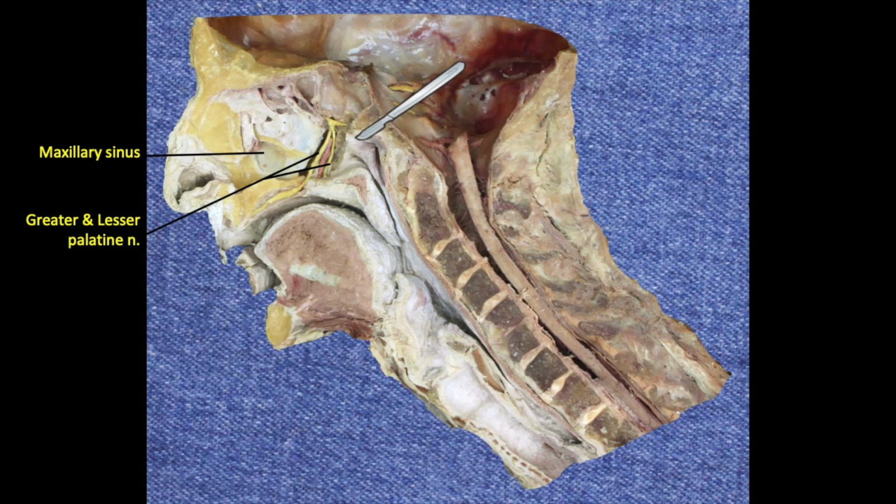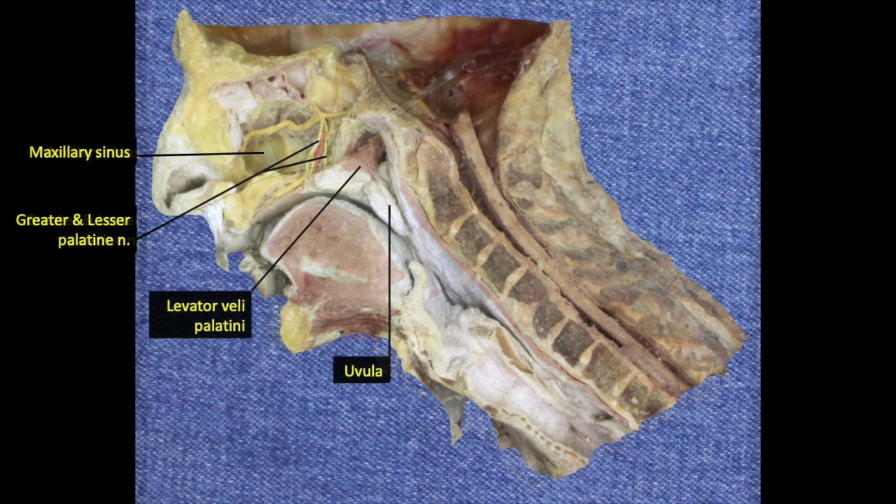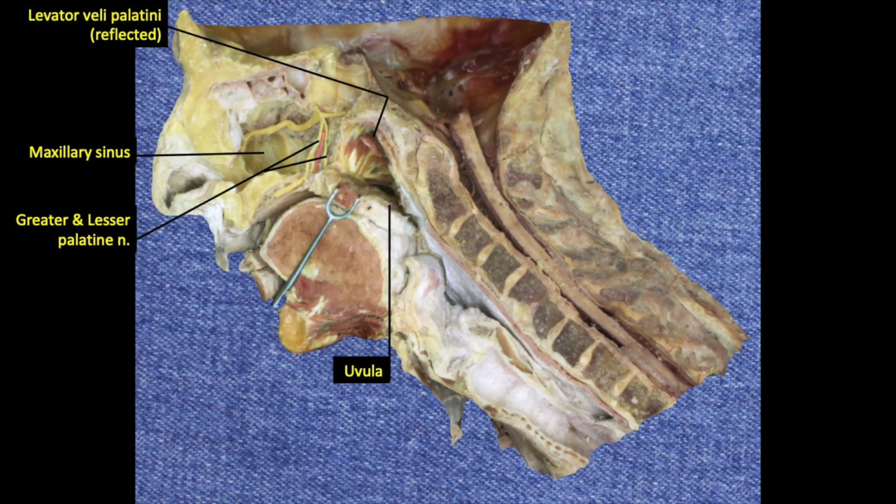The dissection now requires that we cut away the torus tubarius using a scalpel and discard it. Removal of the torus tubarius and the opening of the auditory tube now reveals a levator veli palatini that inserts into the uvula. At this point, the levator veli palatini needs to be detached from the uvula using a scalpel and reflected superiorly. And with the levator veli palatini reflected, the tensor veli palatini makes its appearance.